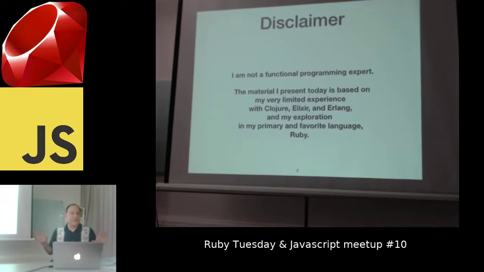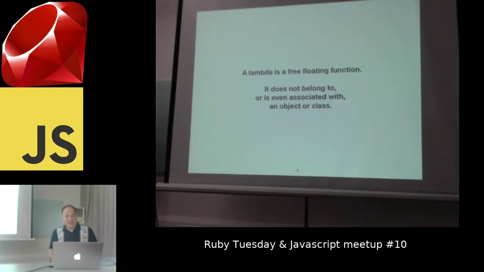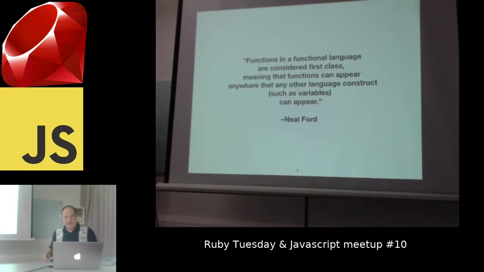Anyway, disclaimer, I am not a functional programming expert. I've played a little bit with some languages, and I've played a lot with Ruby in functional ways. A lambda is a free-floating function. It's a function that's not attached to a class or an object. Functions are considered first-class objects in a functional language, meaning they can be passed around at will.